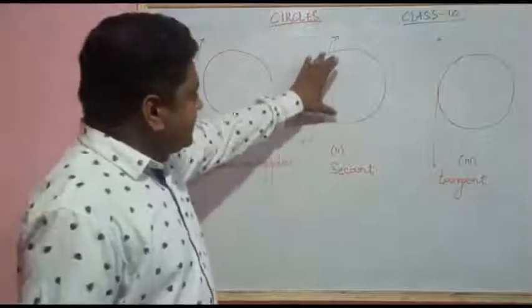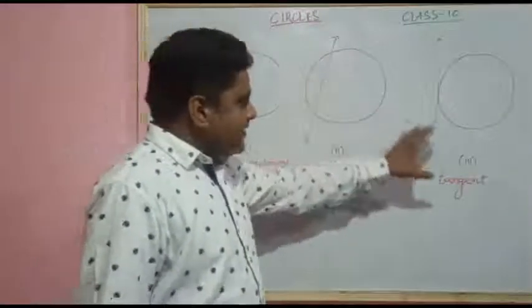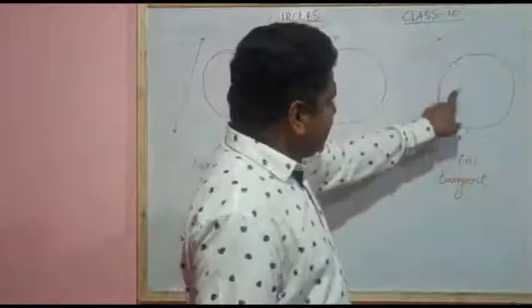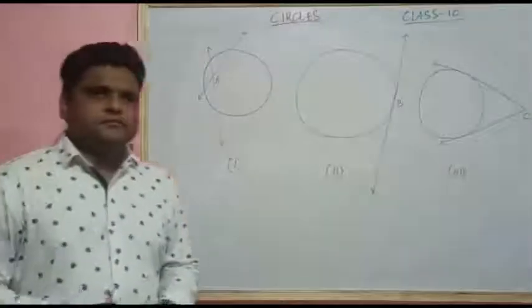This line intersects at 2 points, so it is called a secant. This line intersects the circle at only 1 point, so this is called a tangent to the circle.